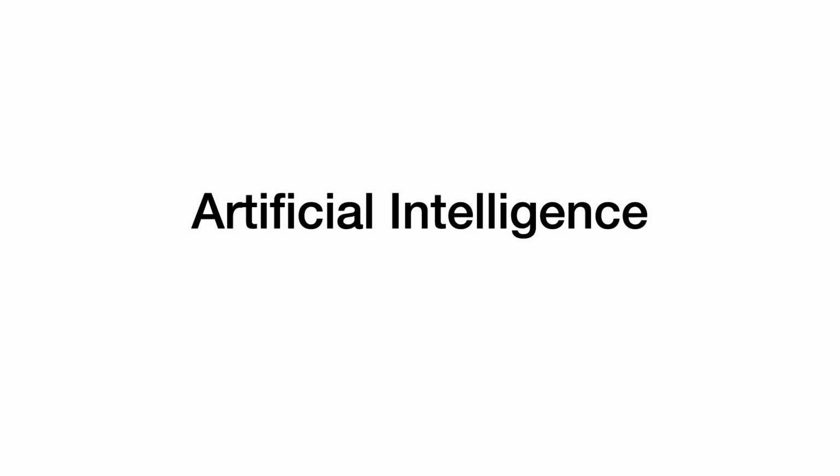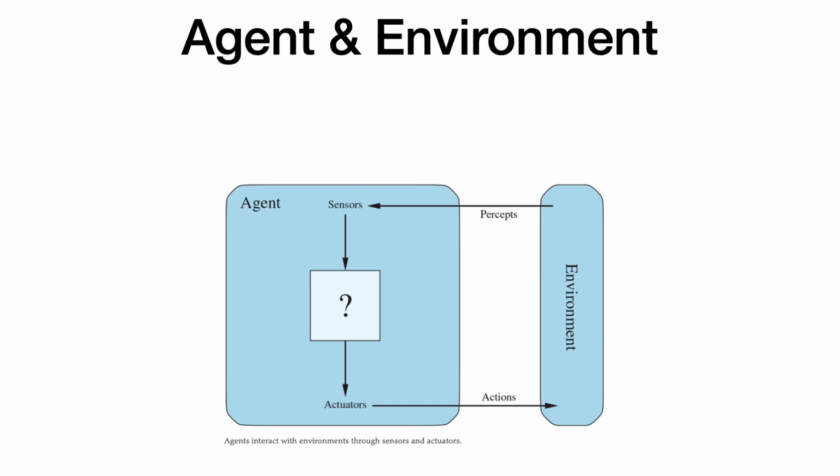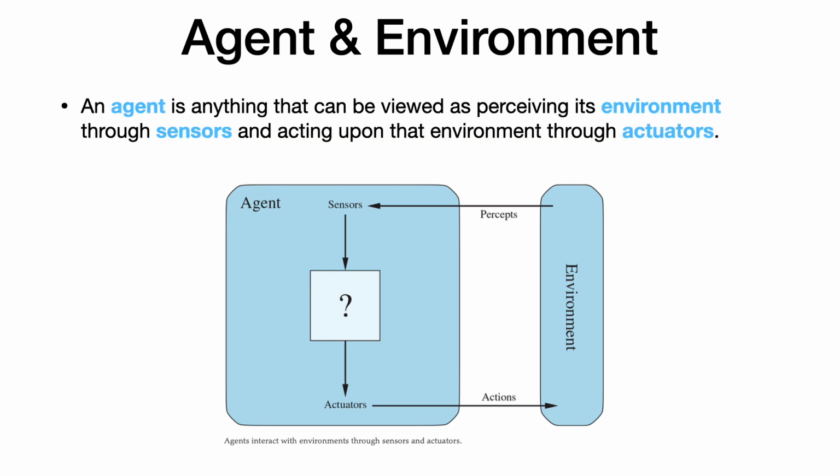I'll be discussing today the topic of artificial intelligence. More particularly, I'll be discussing what is called agent and environment, and also we discuss various concepts like rational agent and how algorithms like search algorithms will help us in reaching the objectives of an agent. So first let's define what is an agent and an environment.